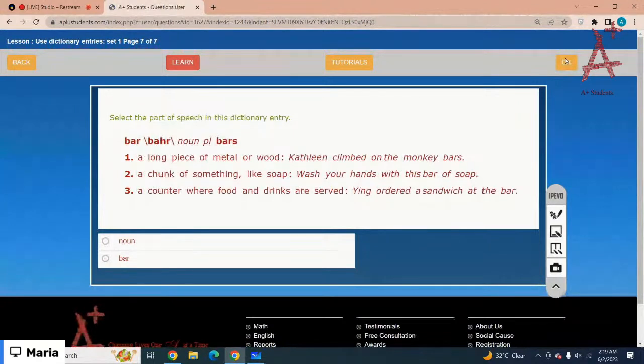Select the part of speech in the dictionary entry. Bar. You can pronounce it, you have an R. So, noun, bar, a long piece of metal or wood. Kathleen climbed on the monkey bars. So, which is the part of speech? You can see the word noun here. The parts of speech are nouns, pronouns, adjectives, adverbs. So, that means the word bar is a noun. Got it?